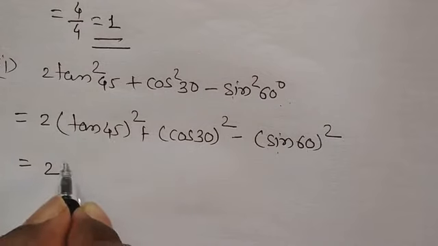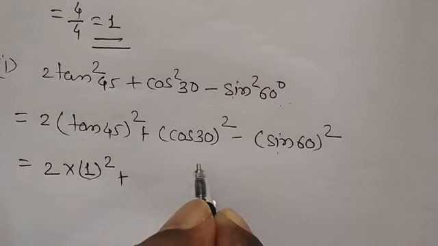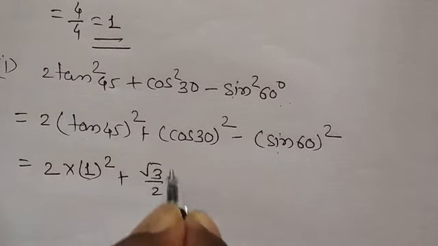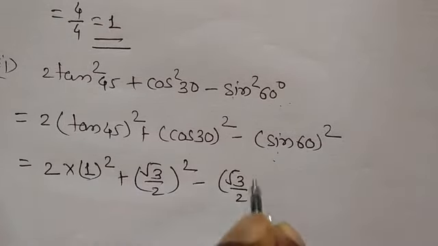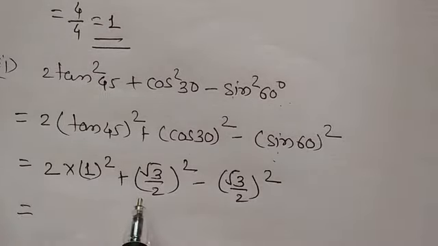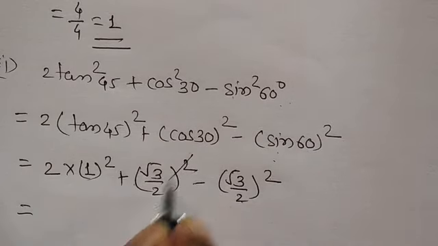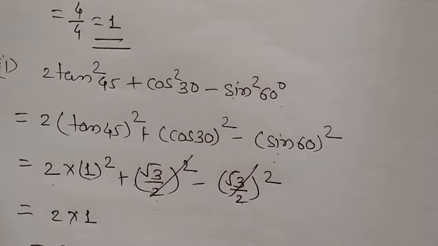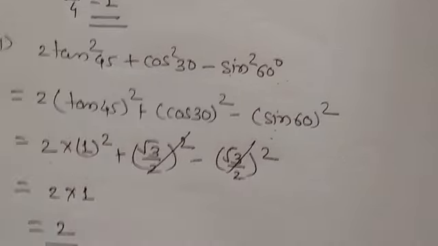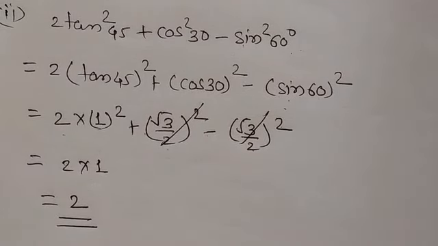Tan 45 is equal to what? 1. So this is then 1 square. Then cos 30, it is what? Root 3 by 2, that whole square, minus sin 60, which is root 3 by 2 whole square. Then it is simply root 3 by 2 whole square minus root 3 by 2 whole square. Again now cancel, so I just cancel it. Then what? 2 into 1 square is 2. Answer is simply 2, and this is the final answer. It is very simple to do this, but you just have to know the exact values.